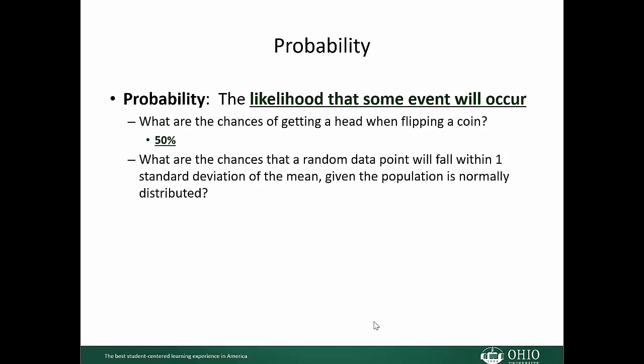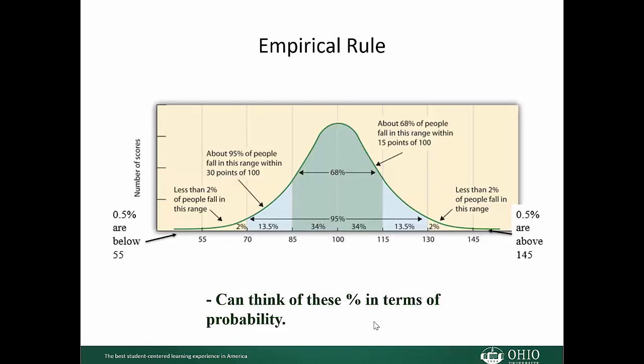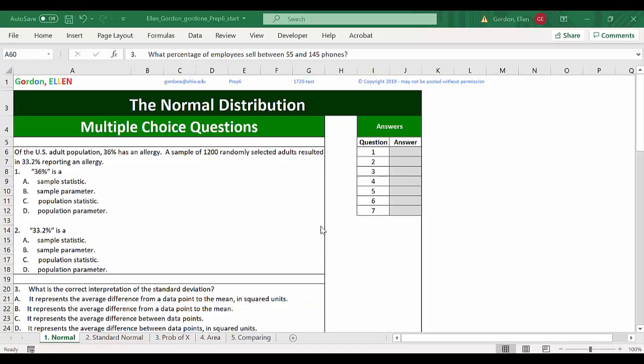We can also view the normal distribution and empirical rule as probabilities. For example, what is the probability that a randomly selected member of the population will fall within 1 standard deviation of the mean? The empirical rule tells us that it is 68%. So going back to our cell phone example, if we randomly pick an employee, there's a 68% chance that they sold between 85 and 115 phones.